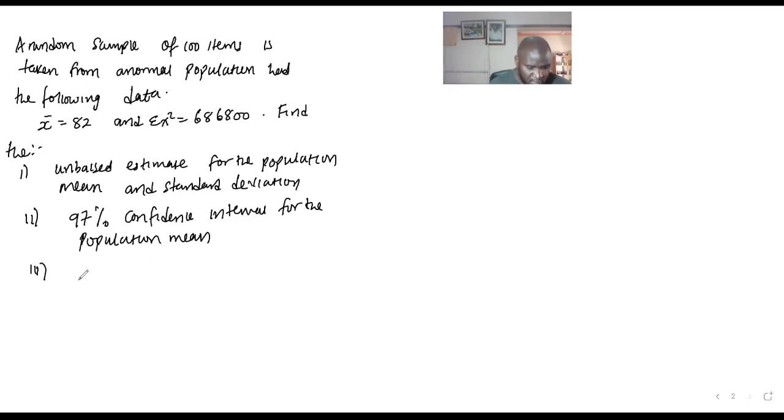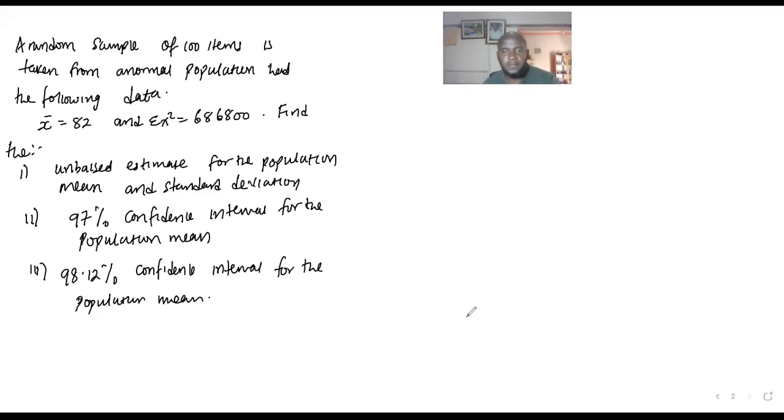Three, the 98.12% confidence interval for the population mean. Very good example. So there we are.